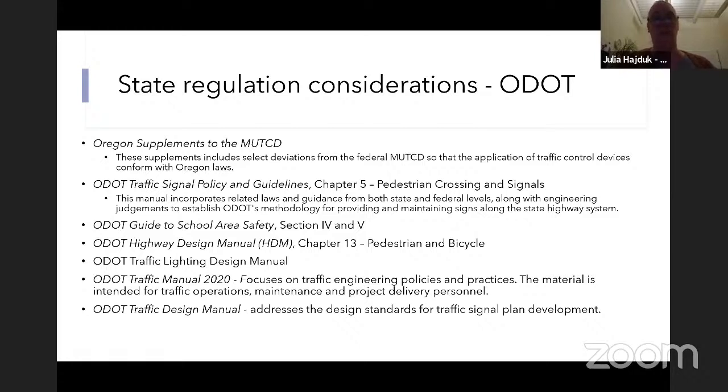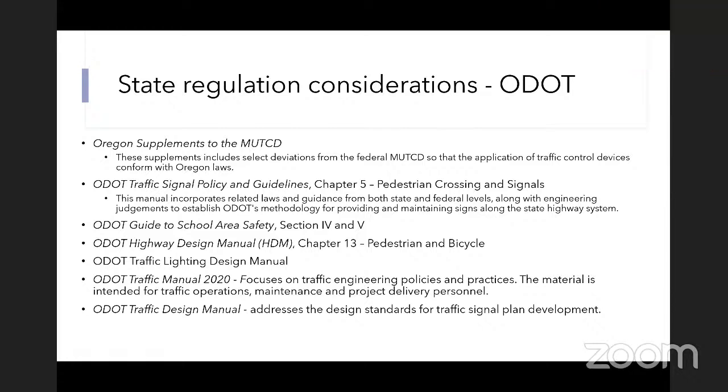There's additional guidance on pedestrian crossing and signals, school safety, highway design manuals, lighting. I'm not going to go through all this, but there are other things that we have to make sure we're complying with that are sort of narrowing down the federal guidelines to make sure that it's compliant with the state guidelines. Anything to add there, Bob?